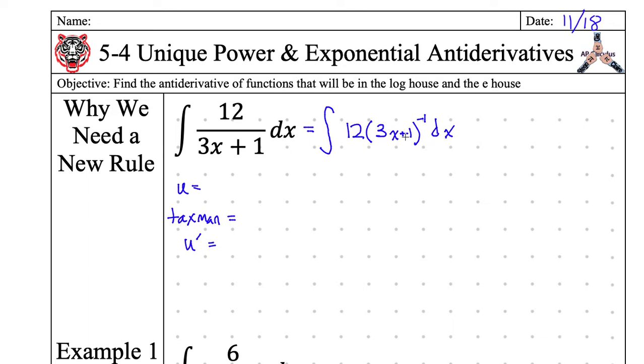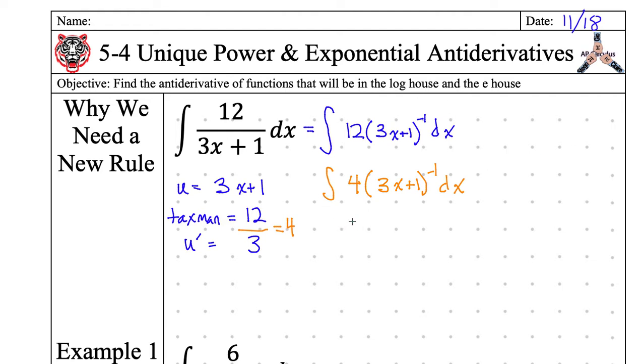All right, now that I've rewritten it so it's not a fraction, now I can definitely see u is definitely this 3x plus 1. Taxman, knocking at the front door, there he is, 12. And u prime is 3, which means I'm going to pay taxman. 12 divided by 3 is 4. So when I rewrite this using taxman, this is now the integral of 4 times 3x plus 1 to the negative 1 dx. Everything is going pretty well so far. Now let's go ahead and anti-differentiate.